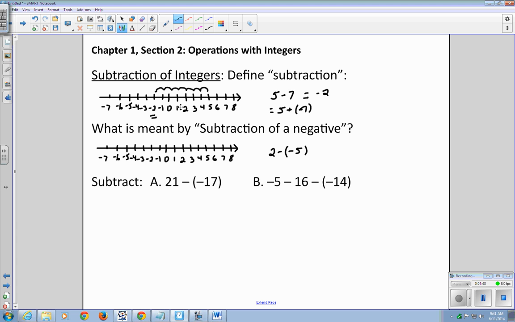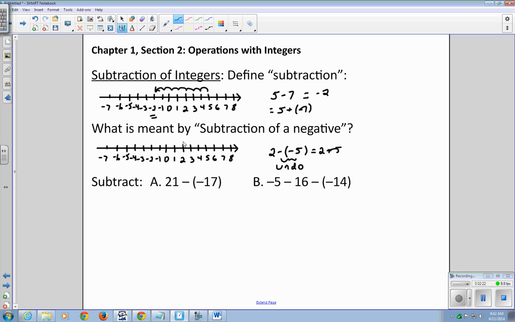Well, normally, we would think that if we were subtracting, we're always moving to the left. But if we move to the left in a negative kind of way, well, it's almost as though we're saying let's go to the right in a positive kind of way. So 2 minus -5 could be thought of as the same thing as 2 plus 5. The two negatives undo each other. In other words, the negative of a negative is a positive.